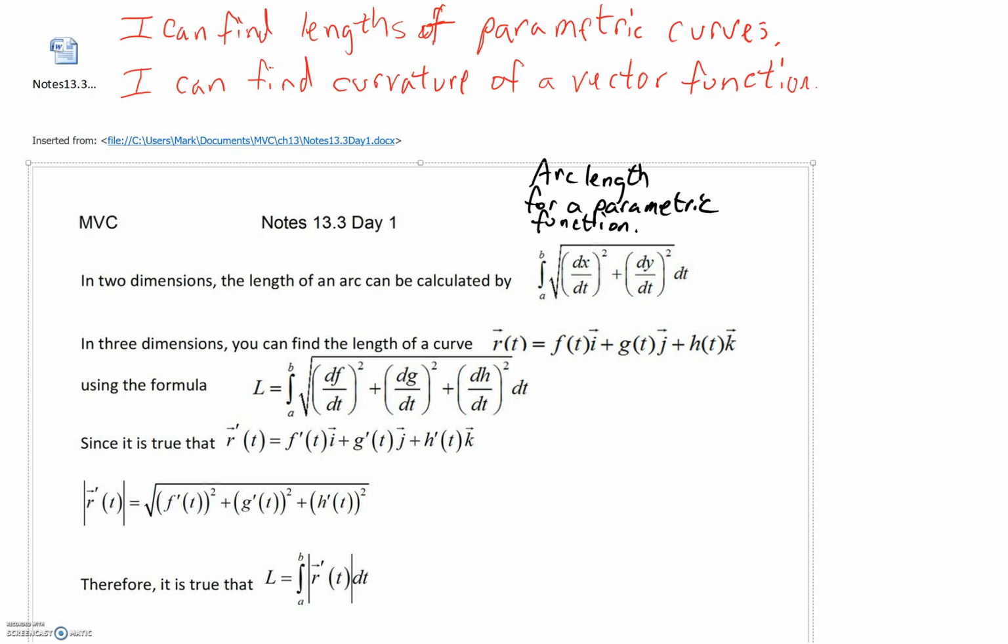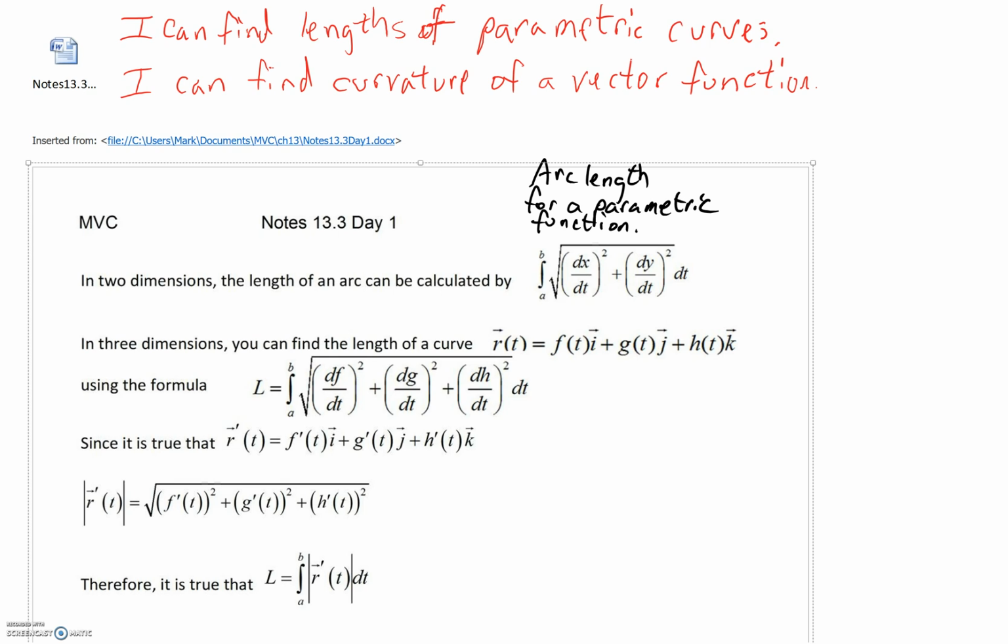Multivariable calculus, we're on 13.3, day 1, and you can see our learning targets at the top of the screen. I can find the lengths of parametric curves. I can find curvature of a vector function.